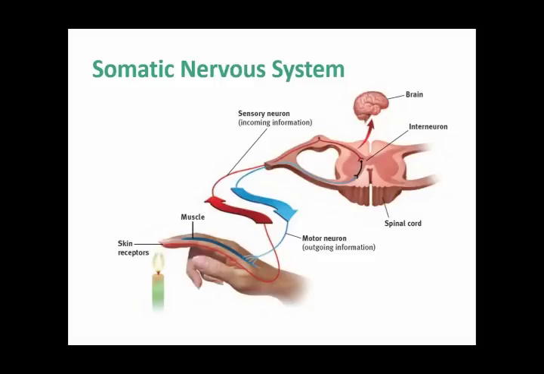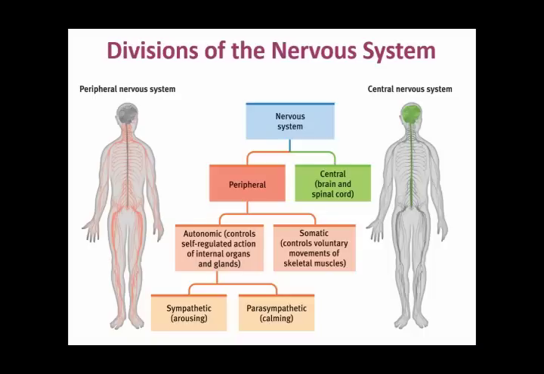You have a motor strip that's in your brain that controls those motor neurons, but you also have these interneurons that allow you to do those reflexive movements. So that's the somatic nervous system. You have the sensory neurons for collecting information and the motor neurons for controlling the movements. Then the peripheral nervous system has its other part, which is the autonomic nervous system.